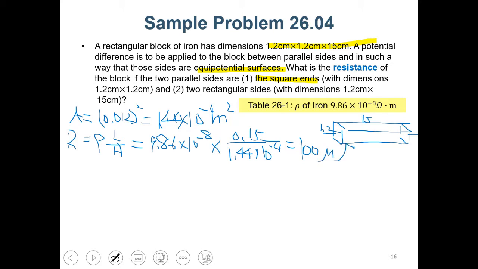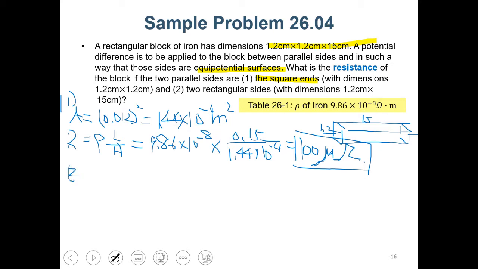100 micro ohm. So this is not mega. Be careful about the prefixes. Micro is 10 to minus 6, milli, small m, is 10 to minus 3, and the big M is 10 to the 6th power. So this is part 1. 100 micro ohm, which is 0.1 milli ohm.